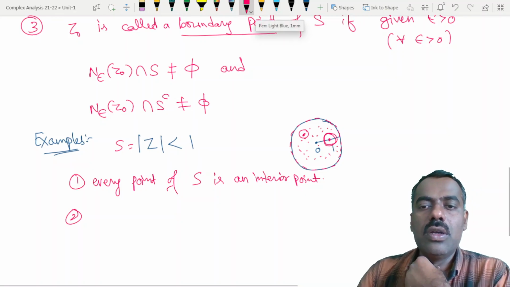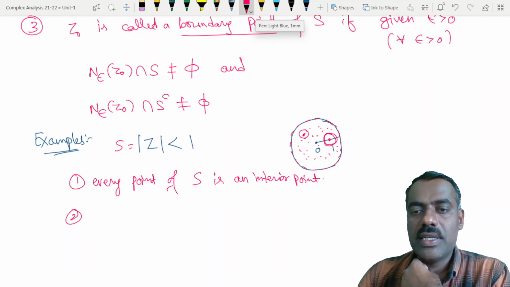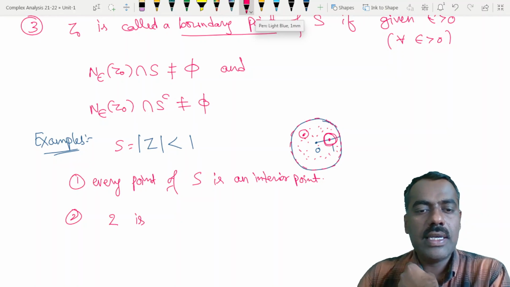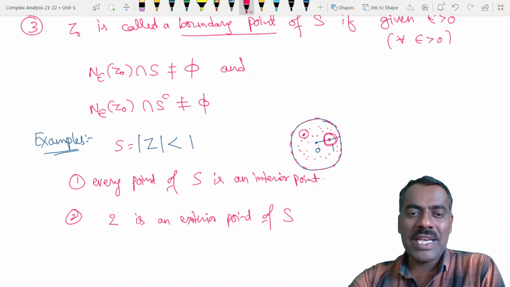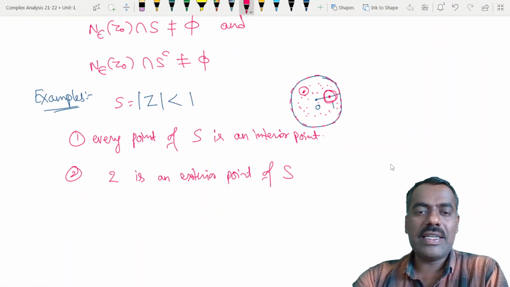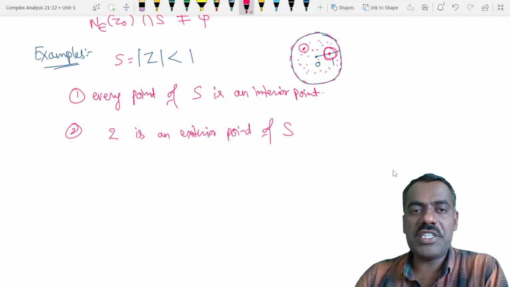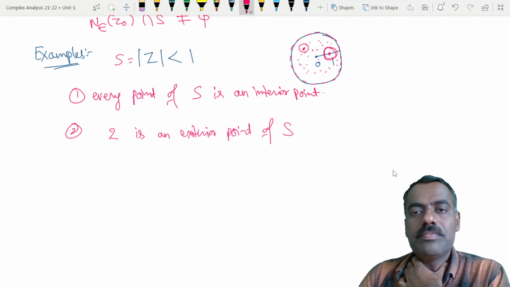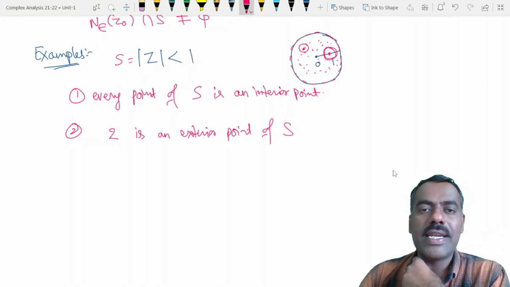For example, 2. If you take 2, which is outside, then 2 is an exterior point of this set. It is purely a real number, right? Can you give one complex number which is an exterior point of this one? That means you should give a complex number whose absolute value is greater than 1.